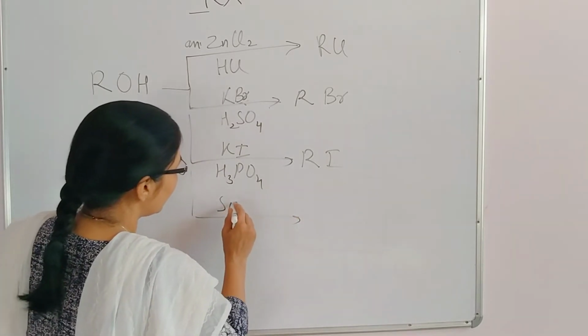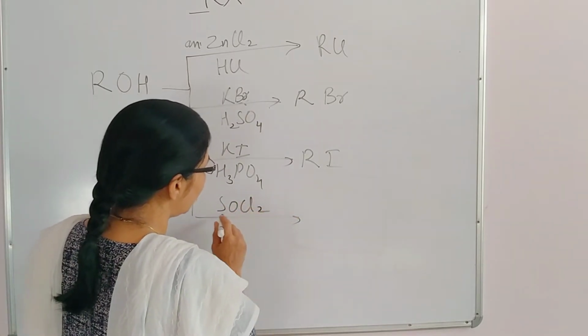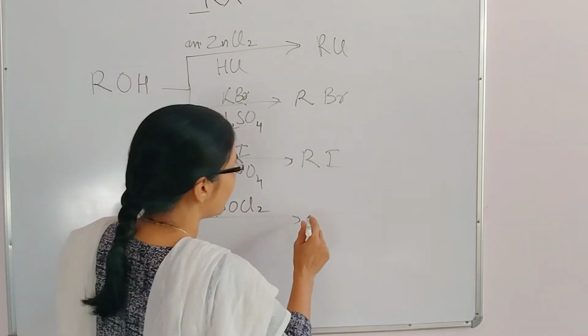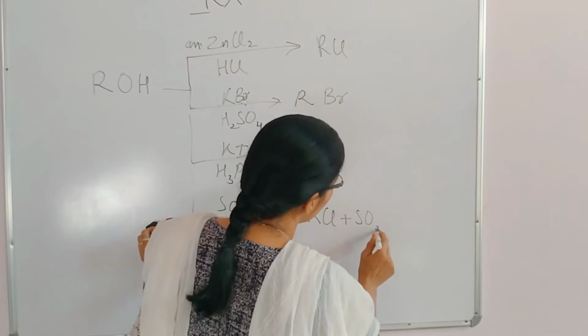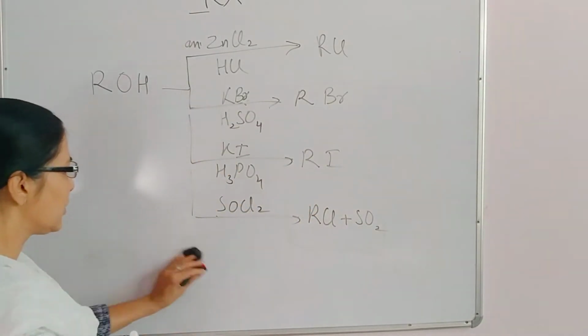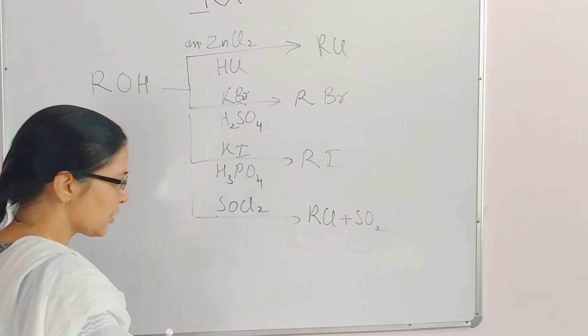Now, most popular method, thionyl chloride. Thionyl chloride, when treated with ROH, there is formation of RCl. Sulfur dioxide will be removed, goes to the atmosphere. So these are the popular preparation methods.